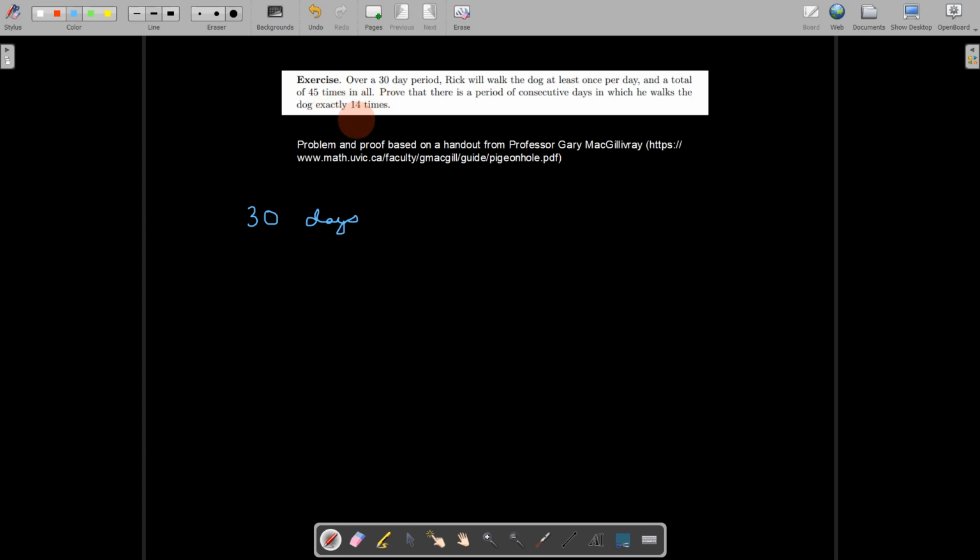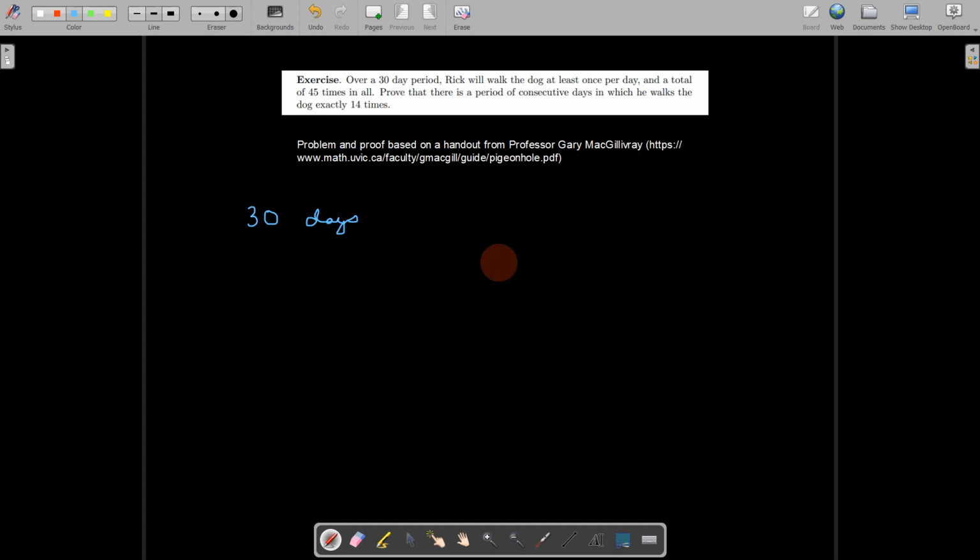So what we have to find is for how many consecutive days the sum of the times that he walks his dog is exactly 14. We have to show that such a period of consecutive days actually exists.